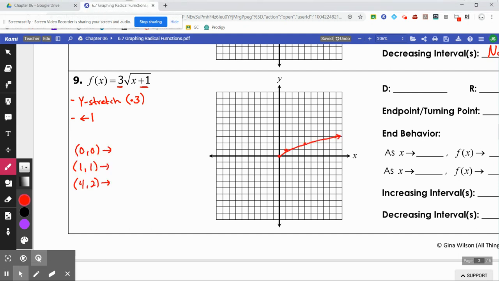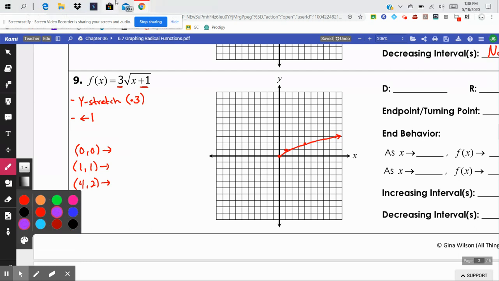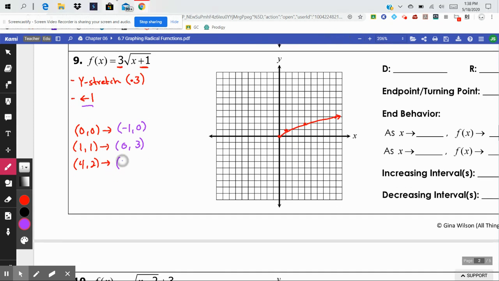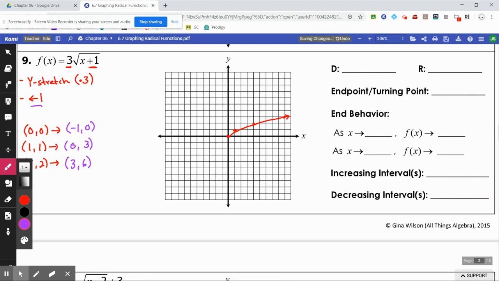So now let's apply all of our transformations. And again, what we're going to do, we're going to stretch out our y values times 3, and we're going to move all of our x values left 1. So move your x value left 1 and multiply your y value by 3. Again, move your x value left 1 and multiply your y value by 3. So here's my 3 new points. Let's plot them and see what it looks like.